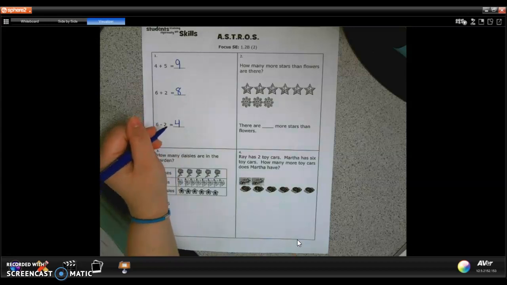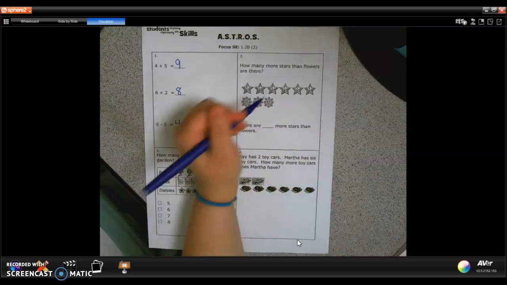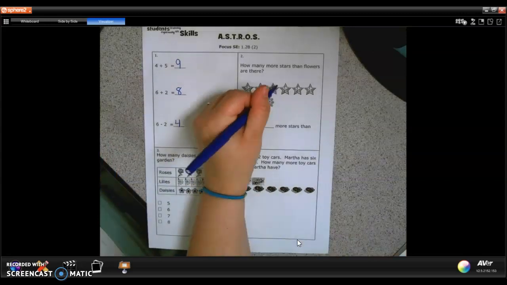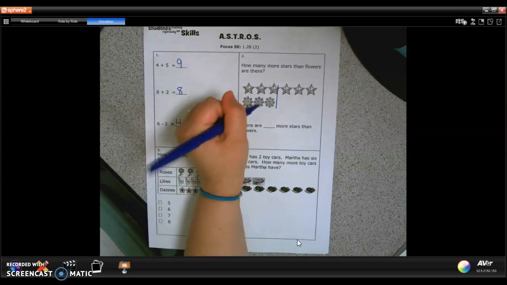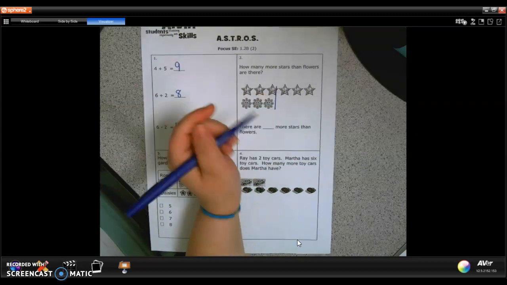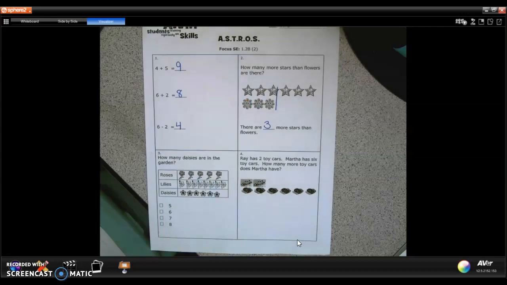How many more stars than flowers are there? Okay, well, I'm trying to figure out how many more stars than flowers. So I'm going to see how many of these don't have a partner. So I'm going to kind of draw my line there so I can see, well, I have 3 stars and 3 flowers that are equal. For how many more stars? So I see 3 more stars.